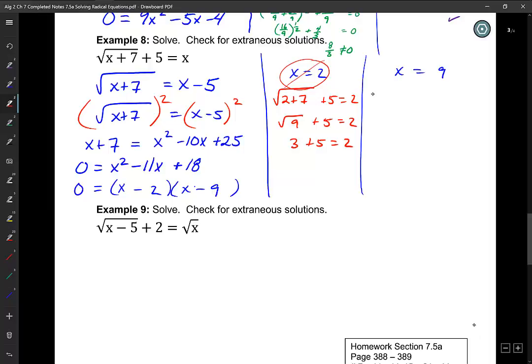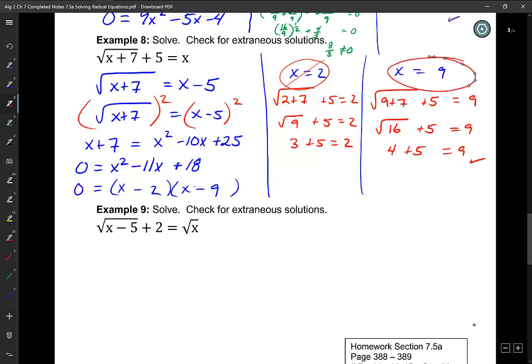Let's try the 9. We have the square root of 9 plus 7, plus 5 equals 9. That's the square root of 16 plus 5 equals 9. That's 4 plus 5 equals 9. And that does work. And so x equals 9 is our solution there.